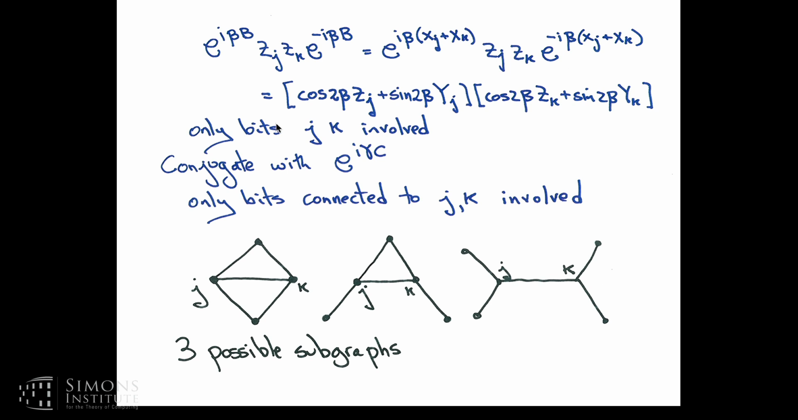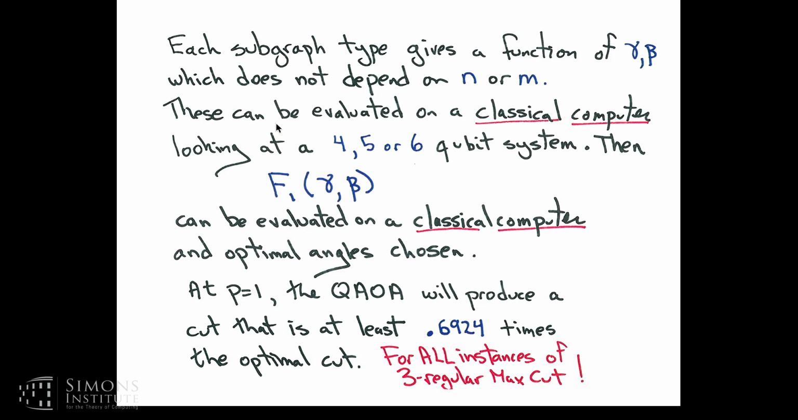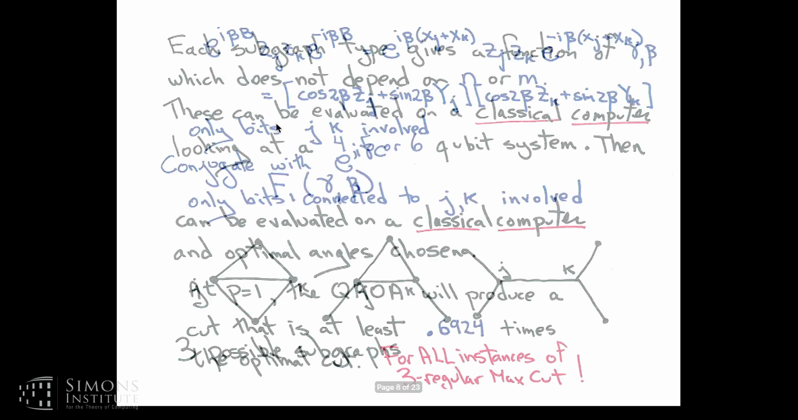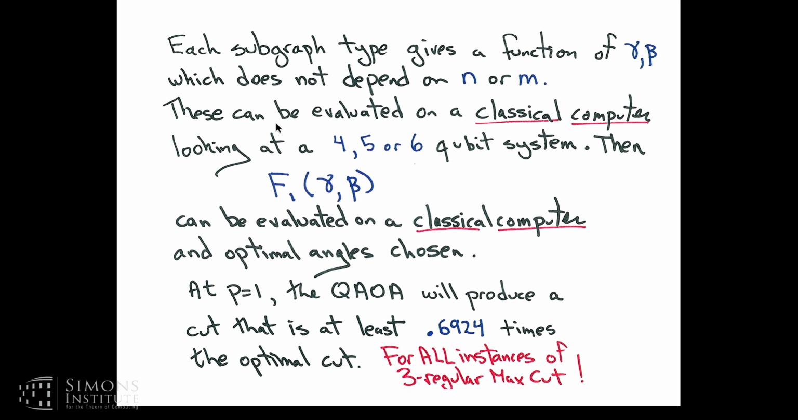And what that means is that each subgraph type gives a special function of gamma and beta, which does not depend on n or m. And that means that these can be evaluated on a classical computer looking at 4, 5, or 6 qubit subsystems. And given that, if I know the number of subgraph types in the graph, which I can count, then I can evaluate this function and optimize it. And using this, we were able to show that if p equals 1, the QAOA will produce a cut that is at least 0.6924 times the optimal cut. And that we could prove for all instances of 3-regular max cut. So the thing that we accomplished there was we got a worst case performance guarantee by analyzing the algorithm. Okay, are we comfy?